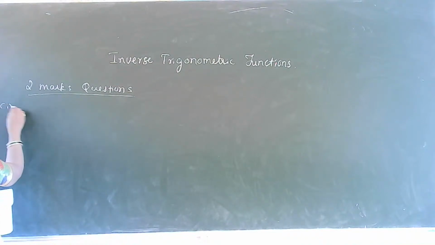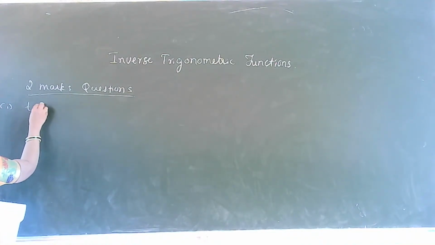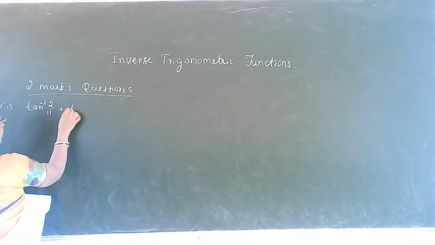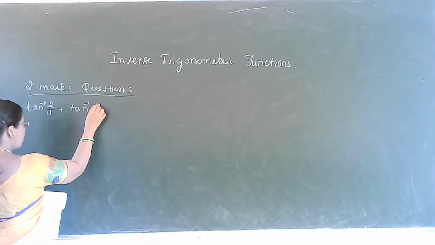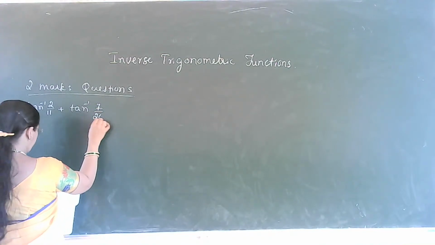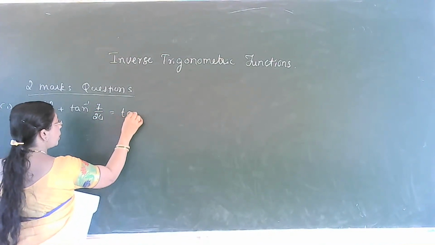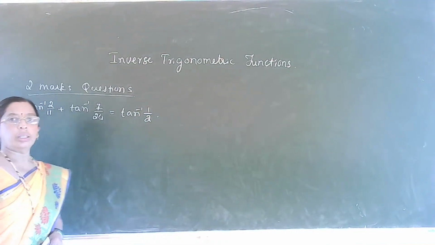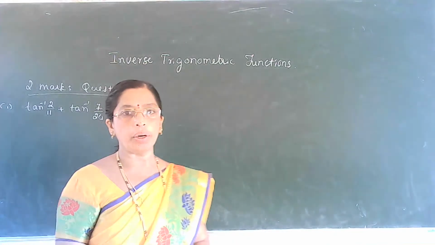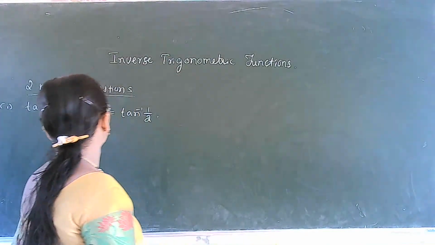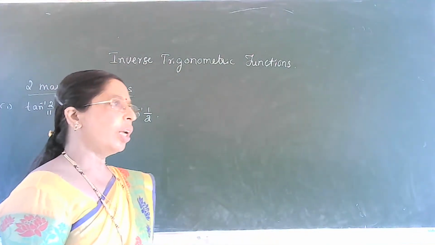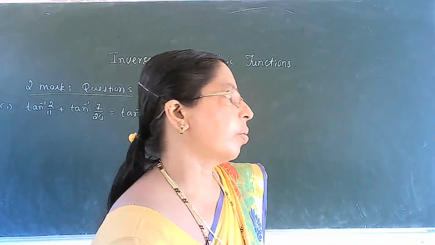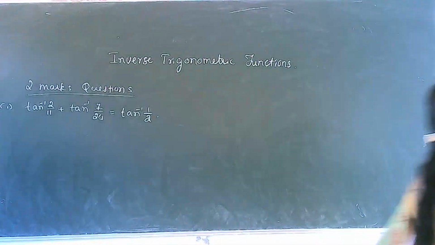First question: tan inverse 2/11 plus tan inverse 7/24 is equal to tan inverse 1/4. This is a very important problem. In all question papers these questions have been asked many times.